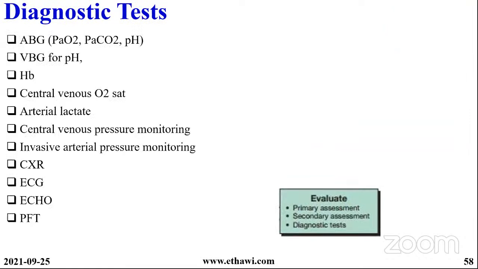After the focused history and focused exam, you do some diagnostic tests. The most important is the ABG. Sometimes you can do a CBG, but with a capillary blood gas, you only use it for CO2, pH and bicarb. You do not use it for oxygenation; only the ABG tells you oxygenation. The VBG is actually a useless test. It's important for pH in diabetic ketoacidosis and in poisoning, but other than pH and maybe bicarb, the readings are not necessary and you cannot depend on them.